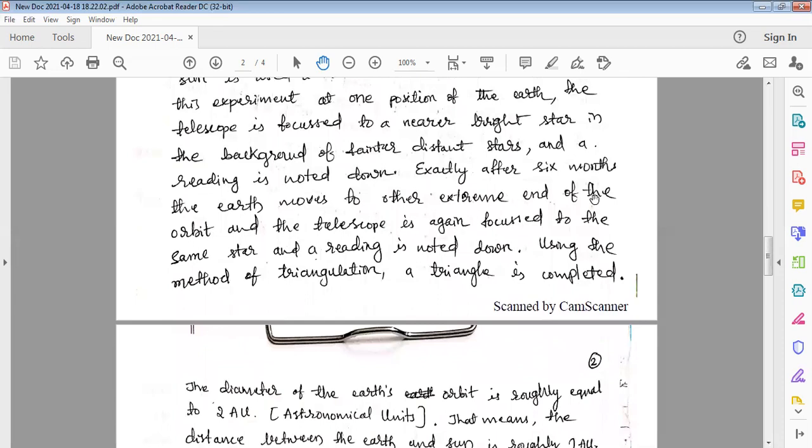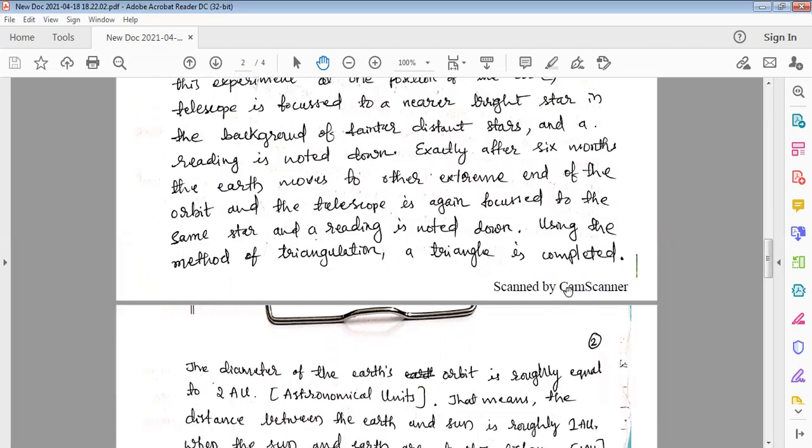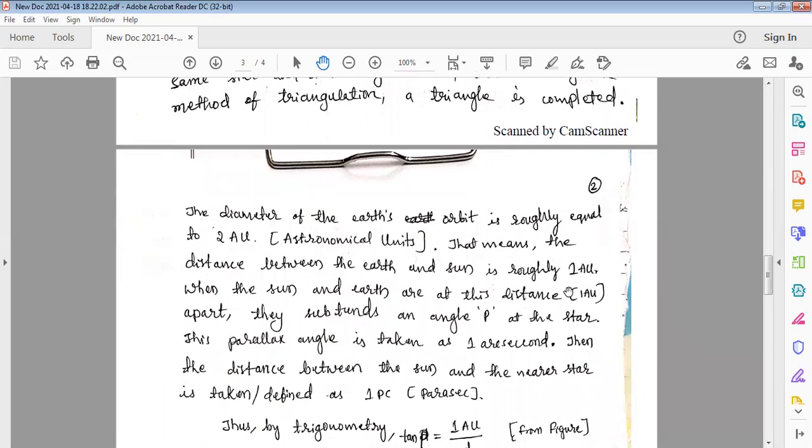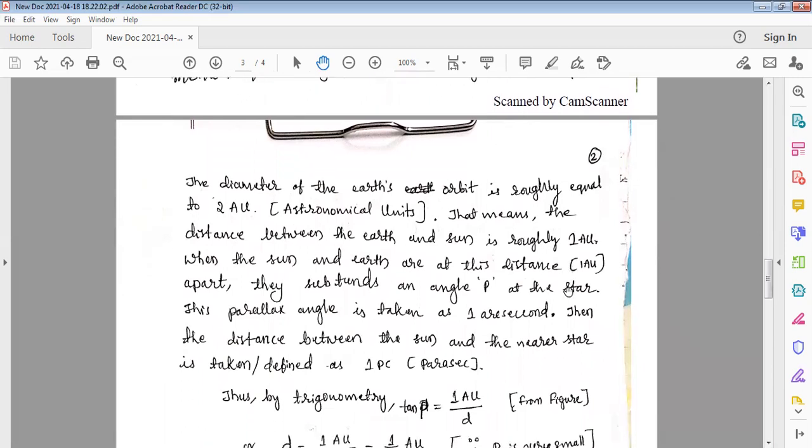So exactly after 6 months, the Earth moves to the other end of the orbit or the baseline, and the telescope is again focused on the same star, and a reading is noted down. So using the method of triangulation, a triangle is completed. As I explained earlier, the triangulation method is used to complete the triangle.